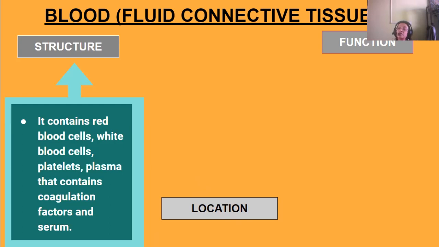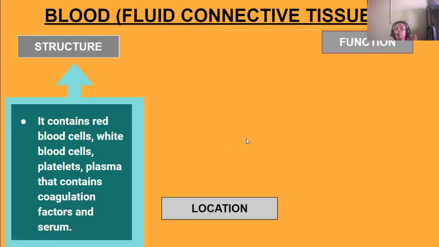Also some serum is there. Serum is also a fluid-like structure which comes out from the blood. So these are the things which are present in the structure of the blood. Mainly there are 3 types of cells, and another is plasma, which constitute the blood, and certain other substances like coagulation factors, serum, etc., are present in the blood.